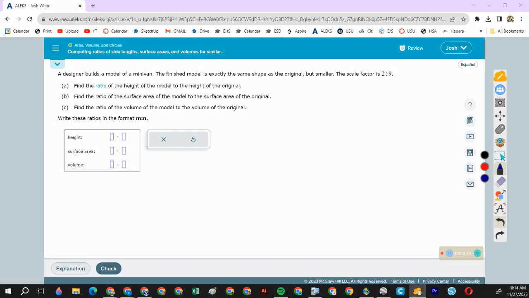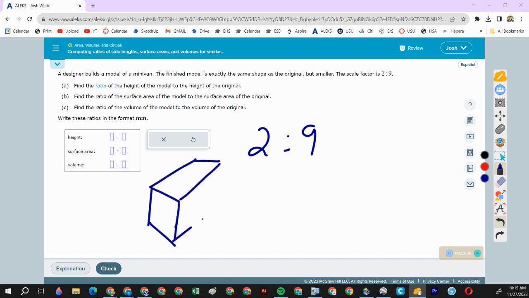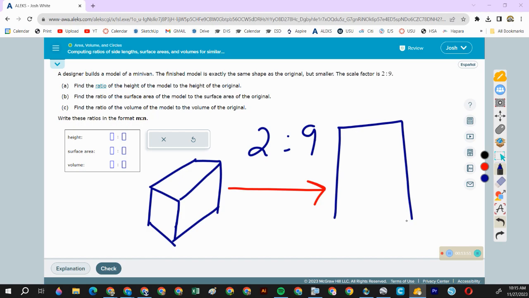A designer builds a model of a minivan. The finished model is exactly the same shape as the original, but smaller. The scale factor is 2 to 9. Find the ratio of the height of the model to the height of the original. So I'm going to draw a perfect minivan. There it is. There's my minivan. Okay. So if that is the model, then the actual minivan is going to be much, much larger.